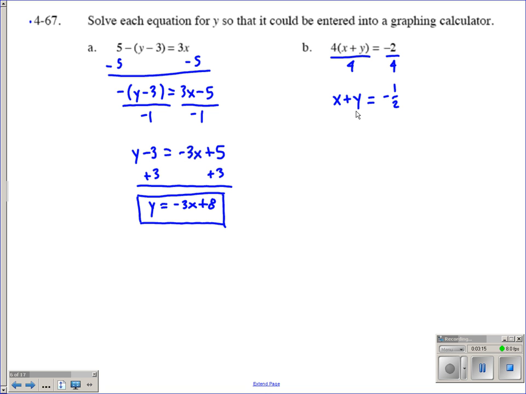Now all that's left is getting rid of the x, so the y is by itself. So we're going to have to subtract an x from this side and subtract an x from the other side of the equation to keep it balanced. And we now have y is equal to the opposite of x minus 1/2. Or you could say -1/2 minus x. Either way, you have made it to the correct answer.